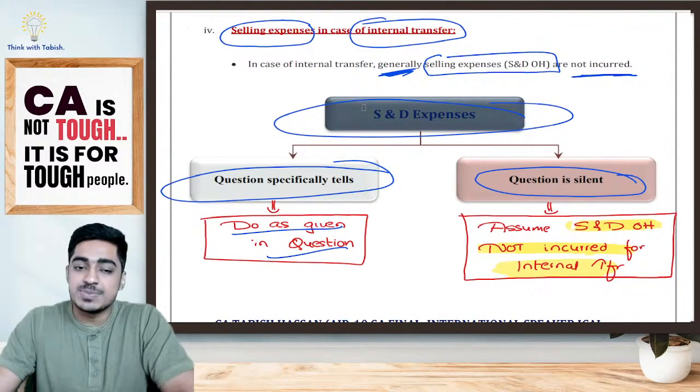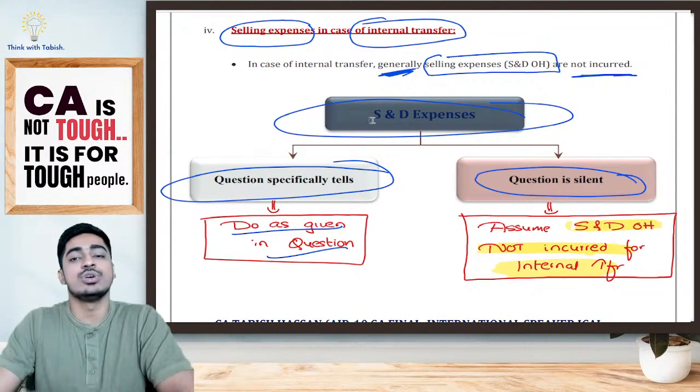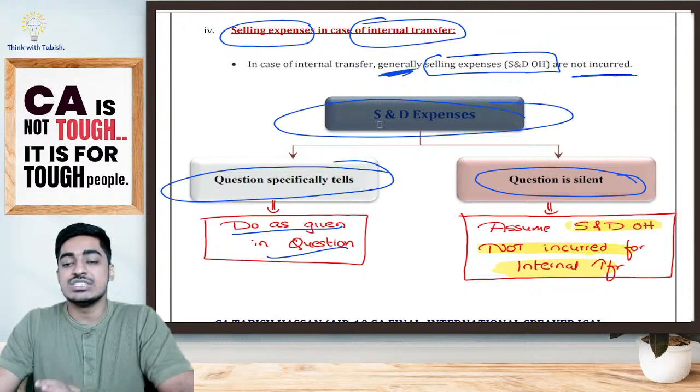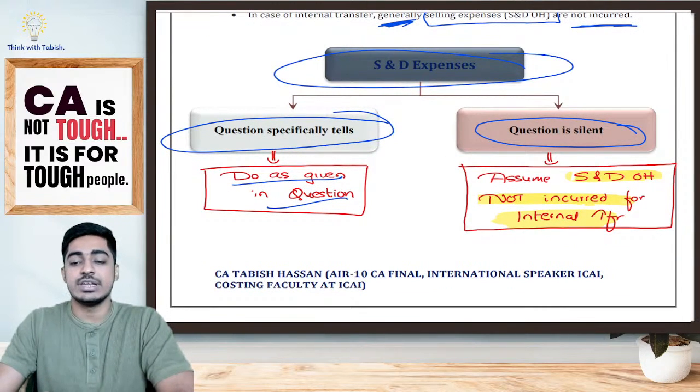Selling and distribution expenses: if the question specifically tells you to include them, do it as it is, but if the question is silent, assume that they are not incurred for internal transfer. Is it clear, students? Should we continue?